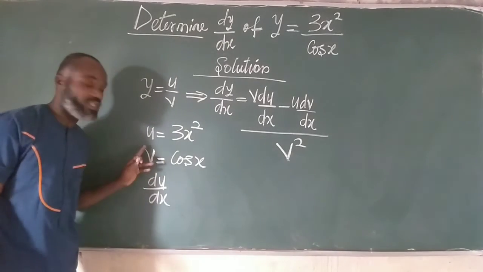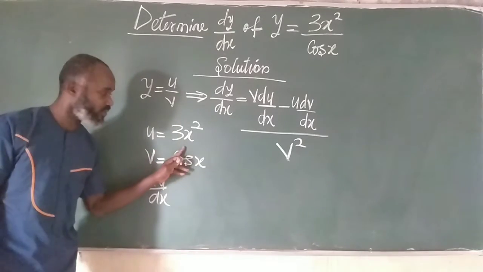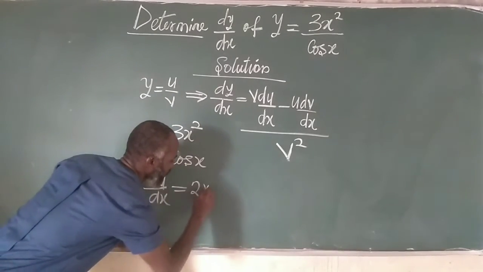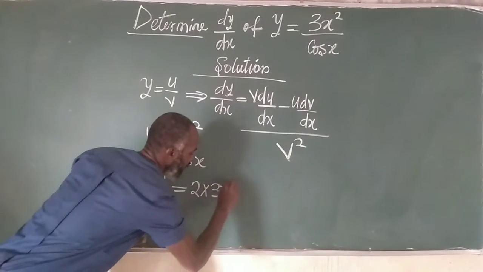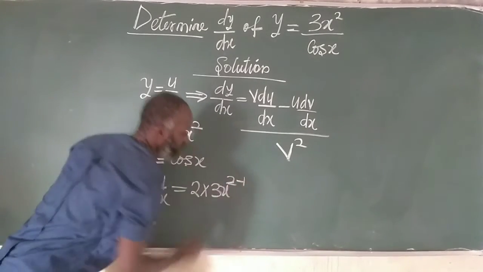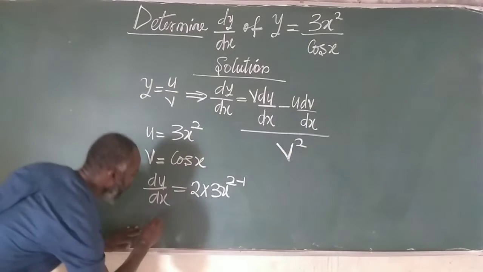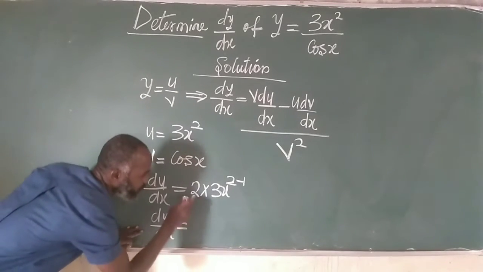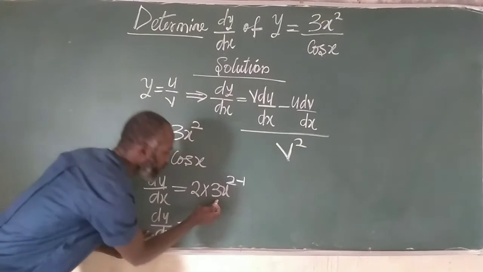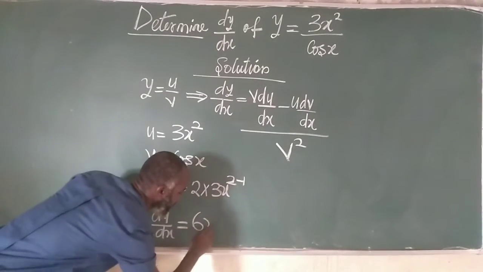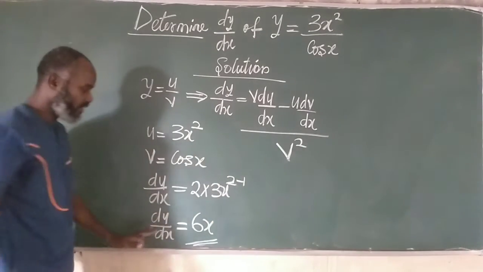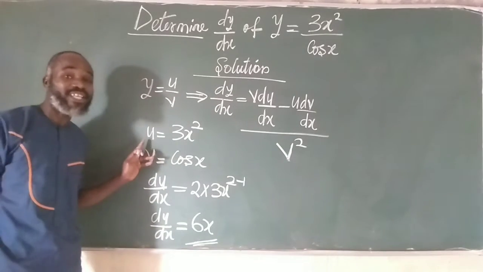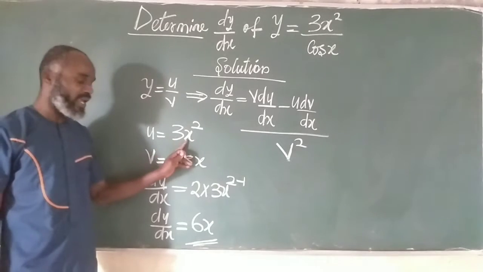If we now differentiate u with respect to x, we have 2 times 3x to the power 2 minus 1. And finally we have du/dx equal to 2 times 3, which is 6, and that becomes 6x. This is for du/dx, that means differentiating u with respect to x.